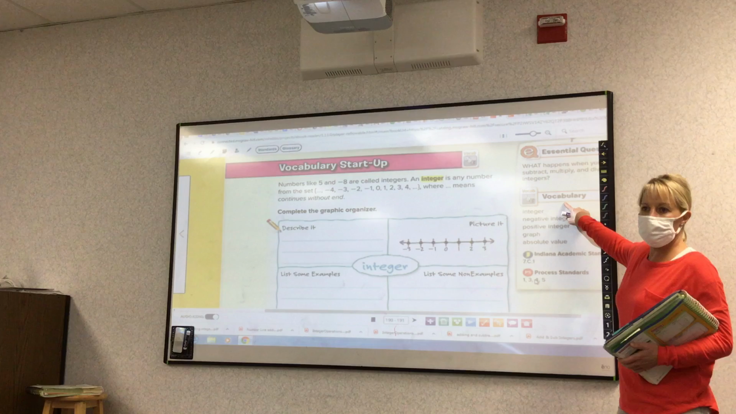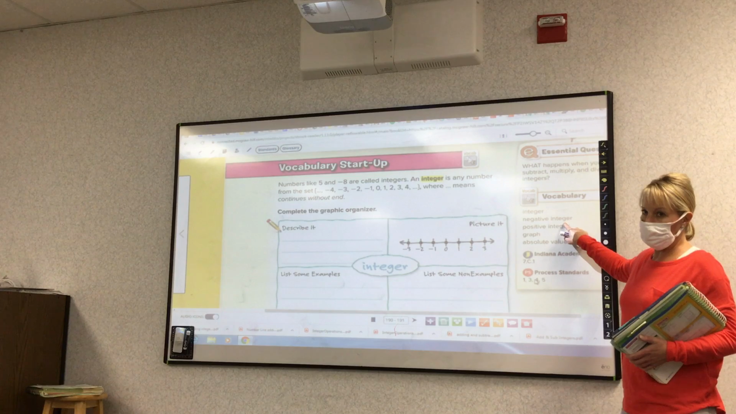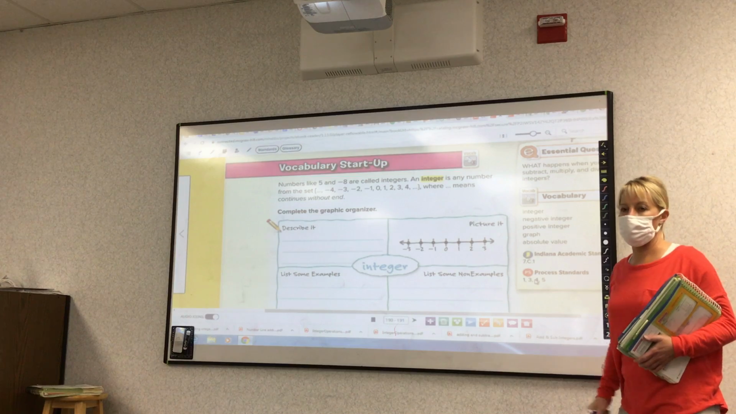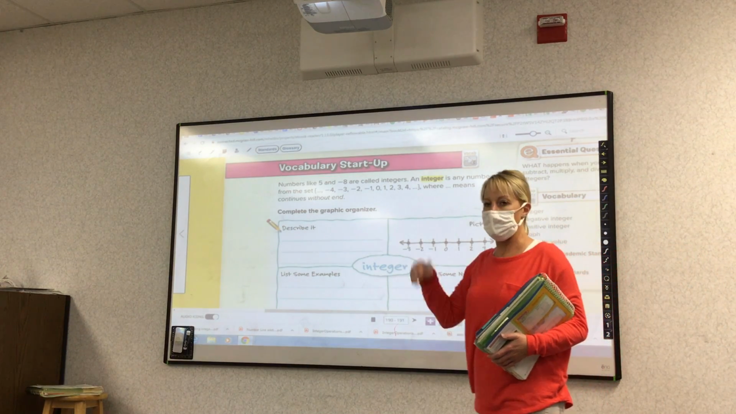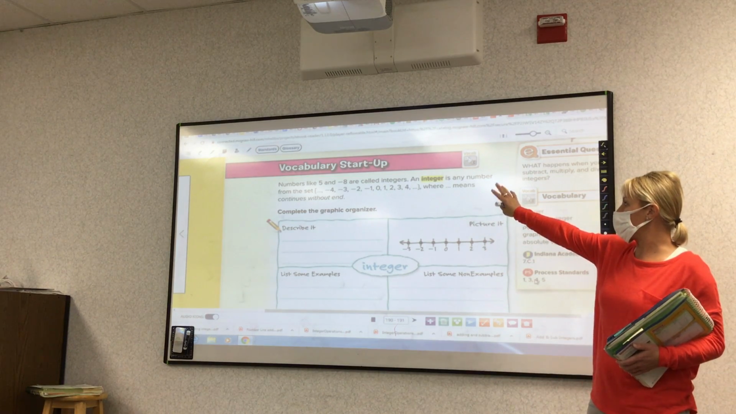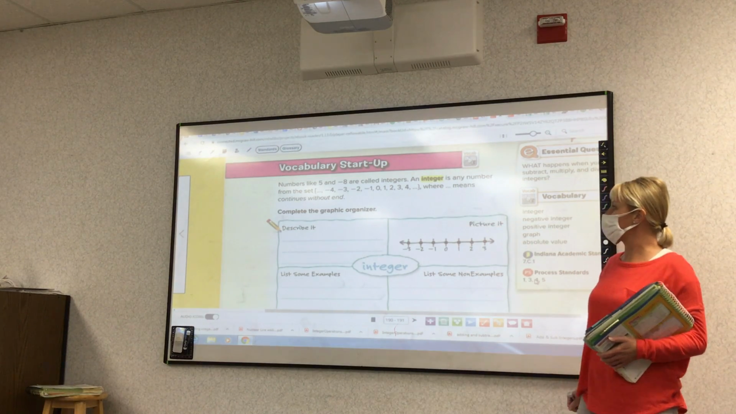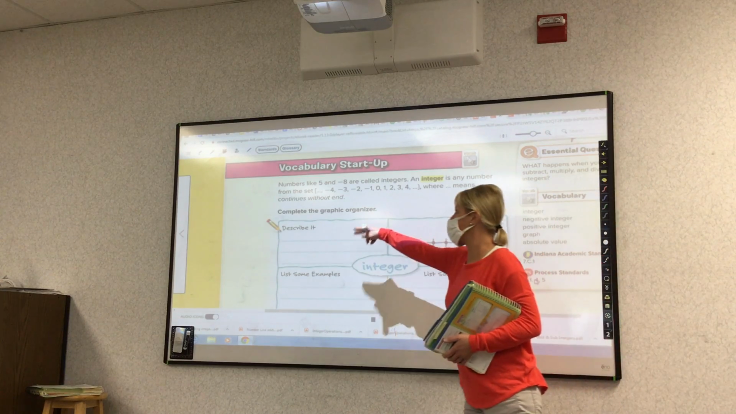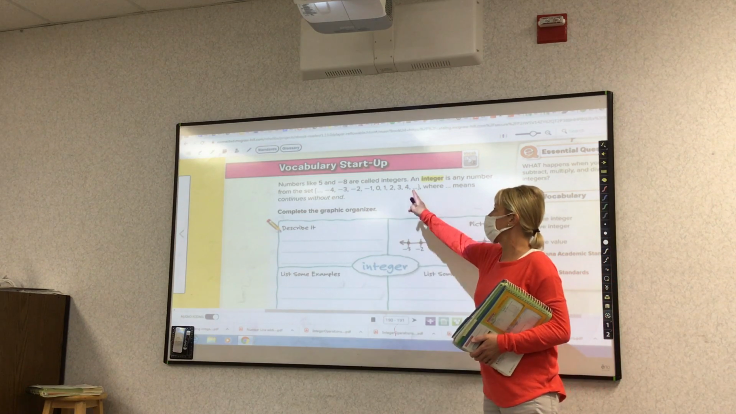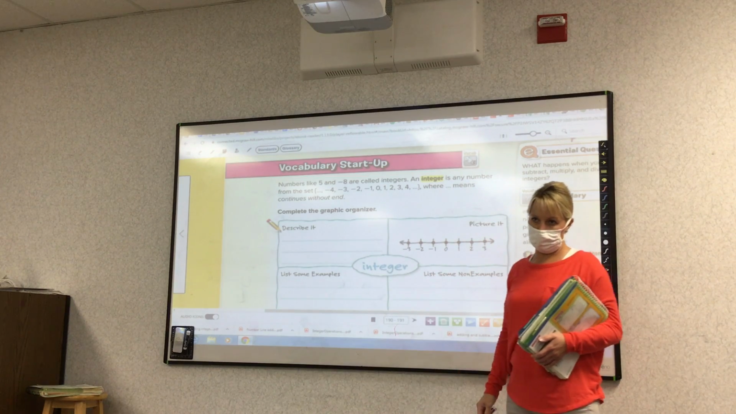The vocabulary terms that you need to know are integer, negative integer, positive integer, graph, and absolute value. You're going to learn all of those vocabulary terms within this lesson. Okay? So let's talk about our vocabulary startup. Numbers like 5 and negative 5 are called integers. An integer is any number from the set ..., negative 4, negative 3, negative 2, negative 1, 0, 1, 2, 3, 4, ..., where ... means continues without end.